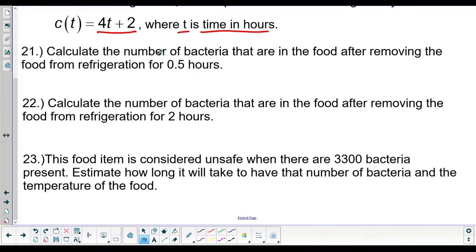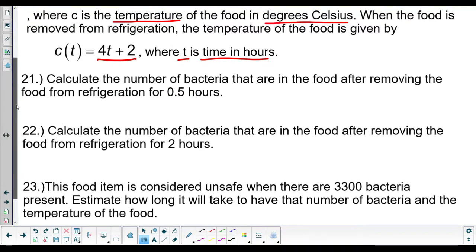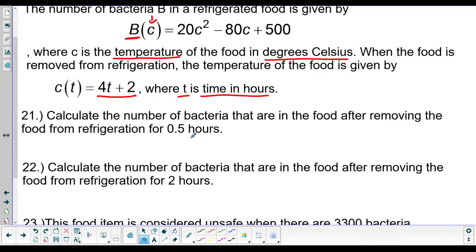It says, calculate the number of bacteria that are in the food after removing the food from the fridge for 0.5 hours. So we can't plug the 0.5 in here. The 0.5 is hours. That's telling us a time. This is temperature. We can't go straight here to figure out what number of bacteria is on our food. We have to do a pit stop and go figure out how warm is our food first. So what we're going to do is take the 0.5 hours and plug it into the time in the temperature.